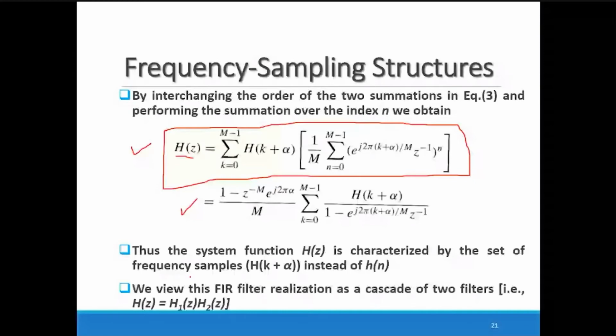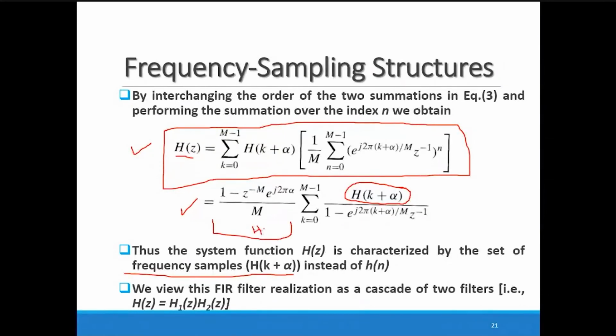And here we can divide this structure into two, a parallel or cascade structure. One is known as H1 of z, and the second one is H2 of z. So this is nothing but the parallel structure, or you can say this FIR filter as a cascade of two filters. First one is H1 of z, which is this one, and second one is H2 of z. When we cascade these two structures, it will give you the frequency sampling structure.